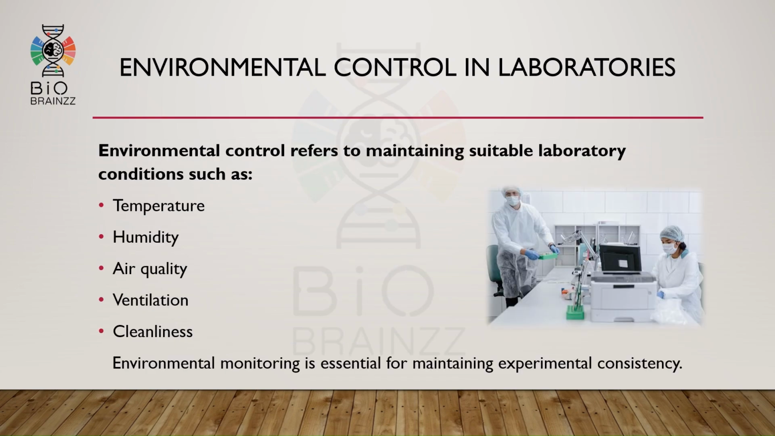Environmental control means maintaining proper laboratory conditions. In laboratories, even small environmental changes can affect experimental results. Important conditions include temperature, humidity, air quality, ventilation, and cleanliness. Continuous environmental monitoring helps maintain consistency and reliability in experiments.